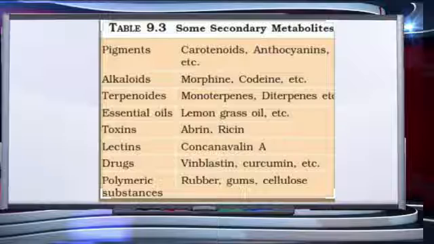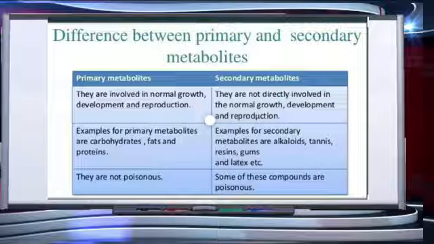Let's see some examples of secondary metabolites. Pigments like carotenoids, alkaloids like morphine, essential oils, toxins, lectins, drugs and polymeric substances like rubber, gums and cellulose are considered as secondary metabolites. Let's talk about differences between primary and secondary metabolites.